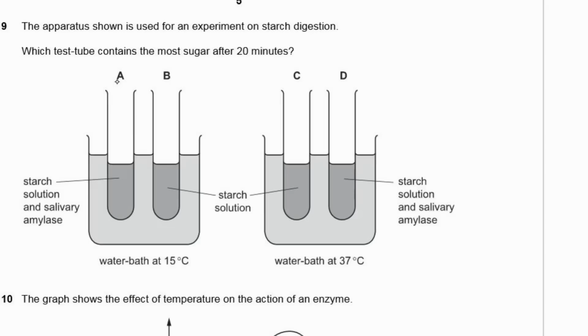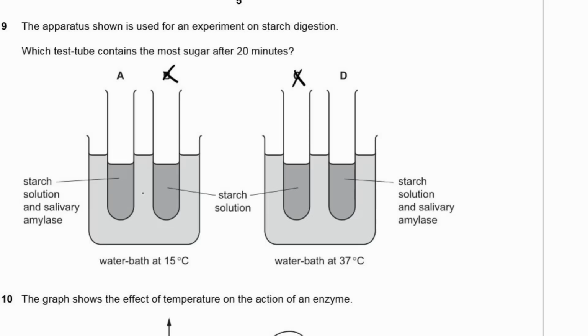Okay, so test tubes A and D both contain starch and salivary amylase, the enzyme found in your saliva that breaks down starch. B and C both contain just plain starch. Which test tube contains the most sugar after 20 minutes? Well, it's certainly not B or C, because there's nothing to break the starch down into sugar. That's the purpose of amylase, to break the starch down into sugar.